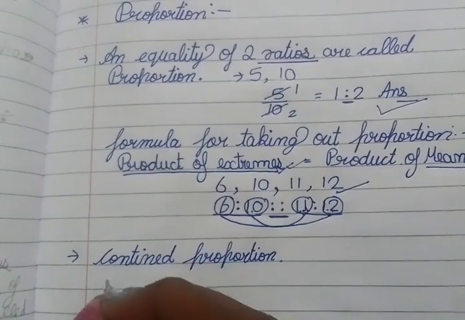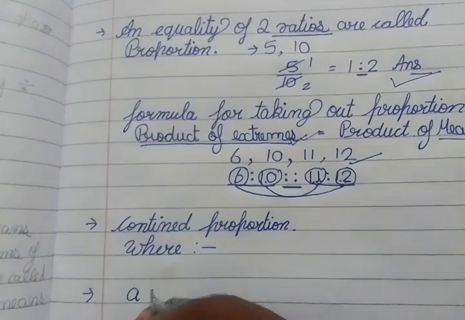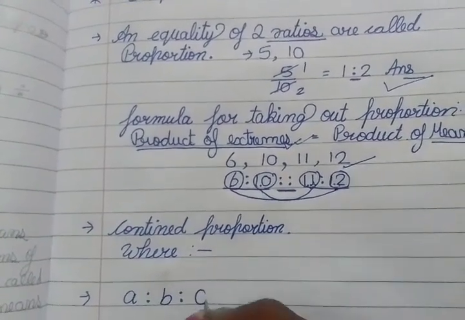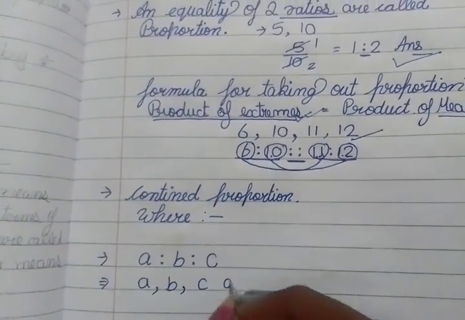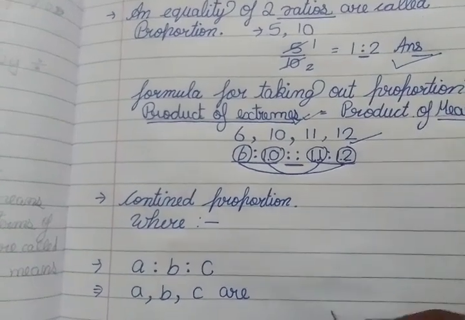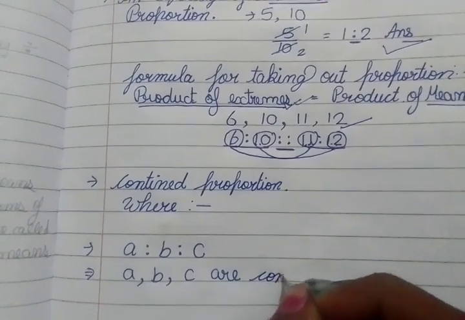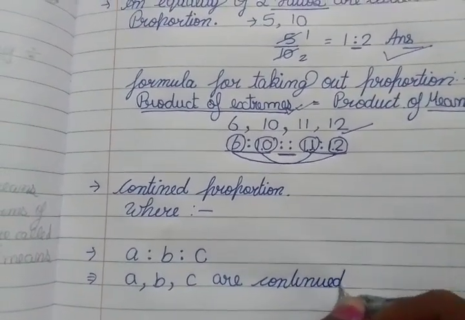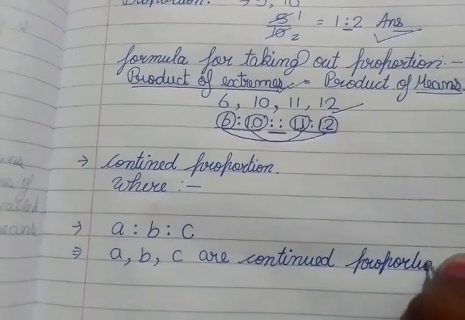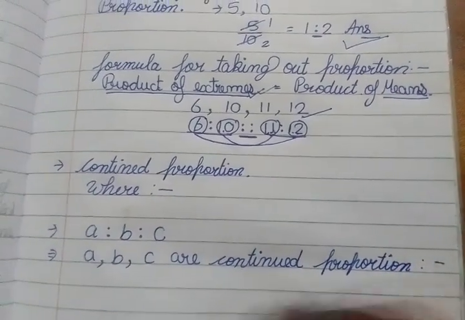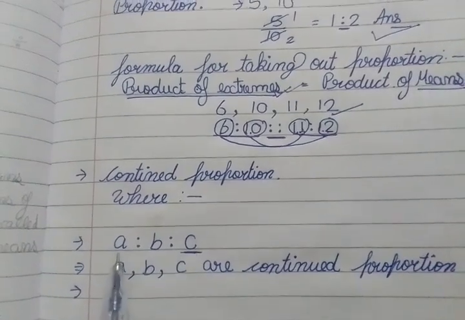Now continued proportion, where we will take an example of A is to B is to C. So here A, B and C are in continued proportion, meaning it is going to continue. So here we will write continued proportion, and where C is a third proportional of A and B.